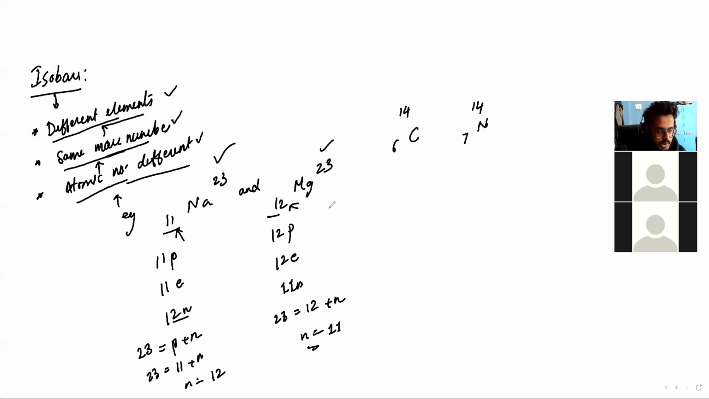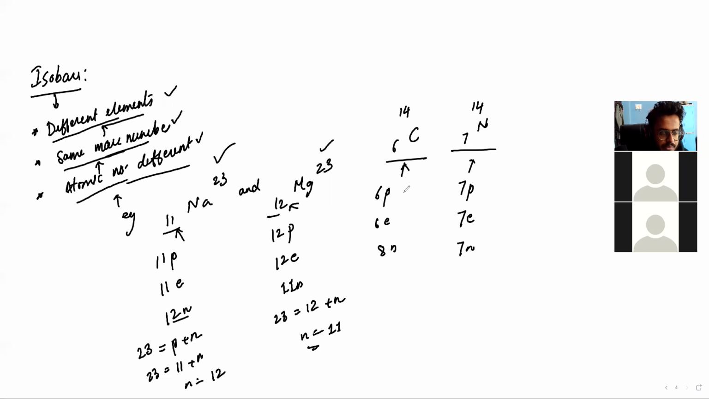Okay, so there are two elements given here, carbon 6C14, and there is nitrogen. So normal occurrences 7 and 14. So this has 6 protons, 6 electrons. So how many neutrons? 6 plus 6, 12. So 8 neutrons. 6 plus 8, 14. So this has 7 protons, 7 electrons, 7 neutrons, because 7 plus 7, 14.